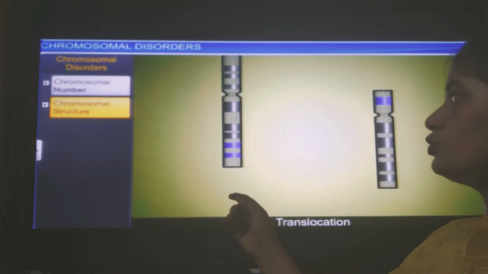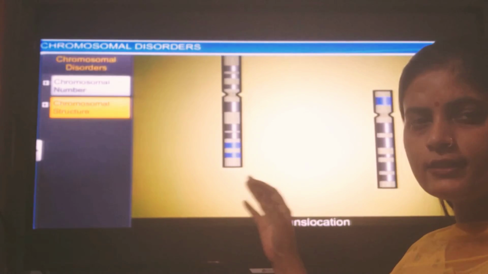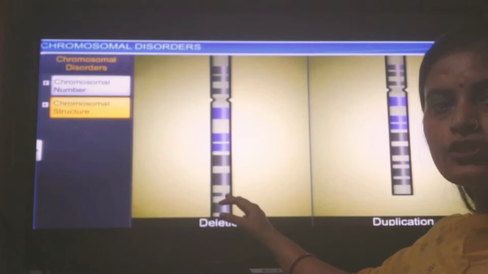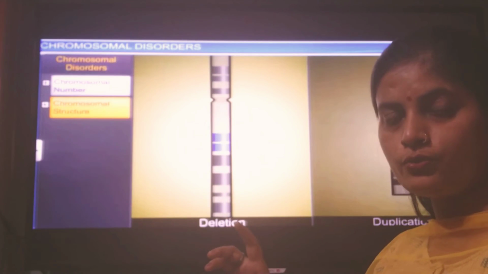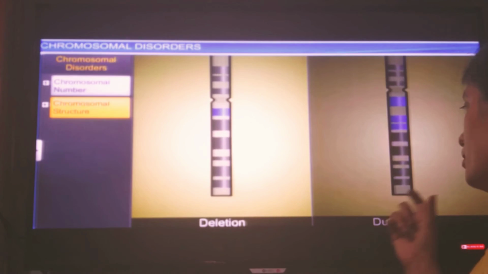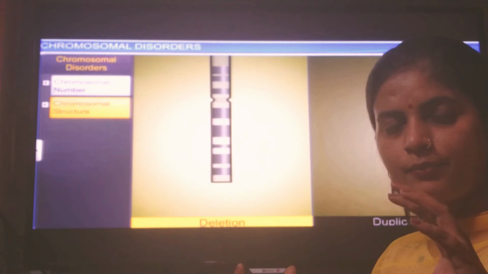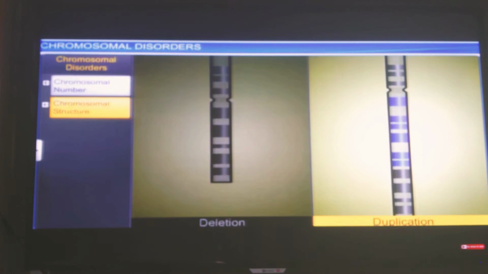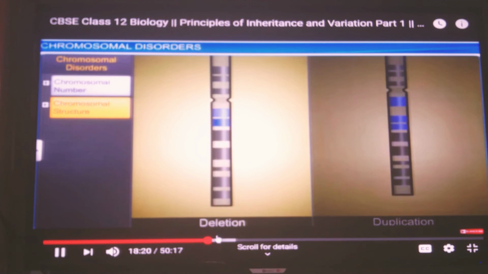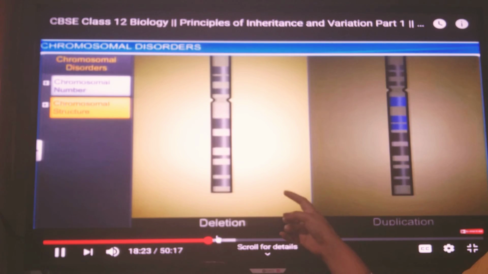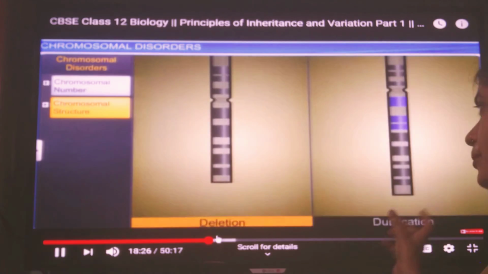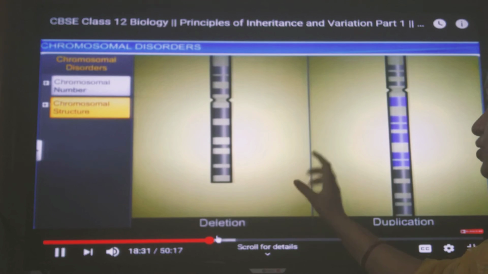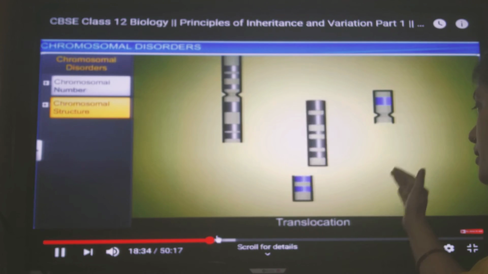The other thing in chromosomal disorders is changes in the chromosomal structure. Here in the background video you can see what is happening. Either the deletion of a particular segment of the chromosome is going to occur, or duplication, the doubling of a certain segment of that chromosome, is going to occur. As we can see in these images, just observe it. So what is happening here? You can see deletion of the segment is occurring, and here duplication of a particular segment is occurring.